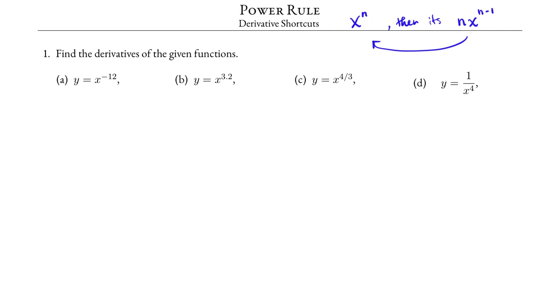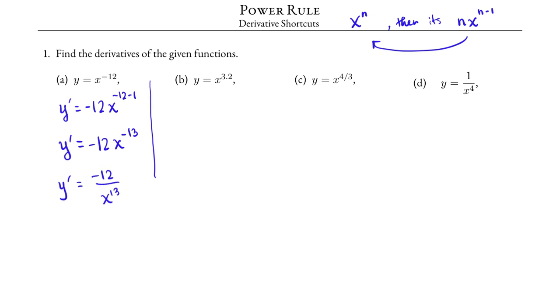For part A, x to the negative 12 is already in the power form, so the derivative y prime is bring down negative 12, rewrite the variable x, and lower negative 12 by 1, meaning take negative 12 and subtract 1. This is negative 12 x to the negative 13. So y prime is negative 12 times x to the negative 13. We will not need to rewrite it in the form y prime equals negative 12 over x to the 13th power because the given expression is in negative power. In some cases, we might have to do this.